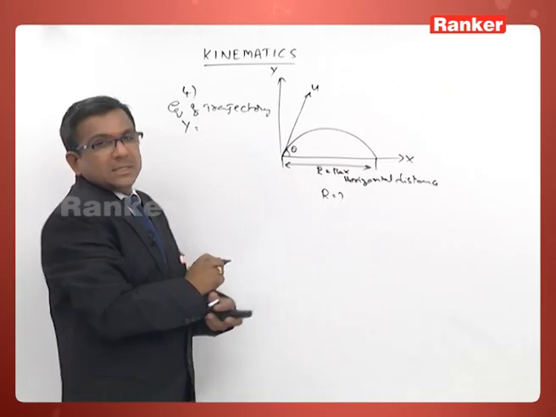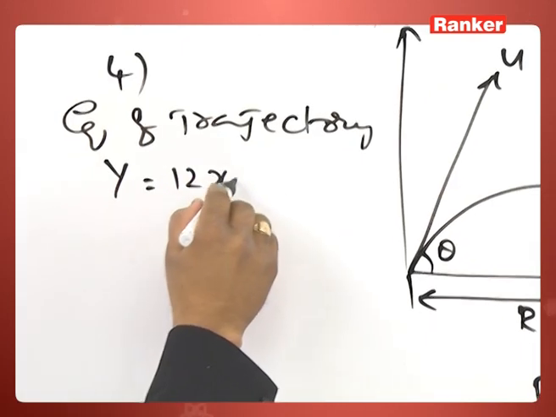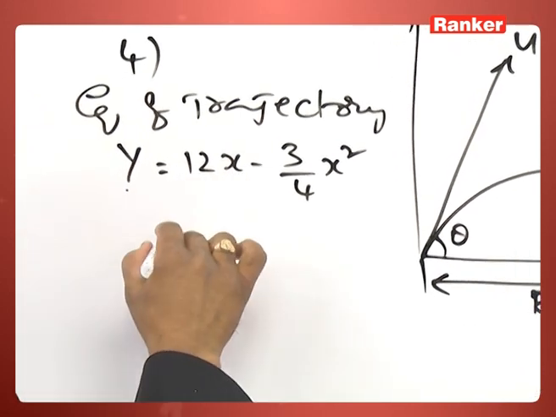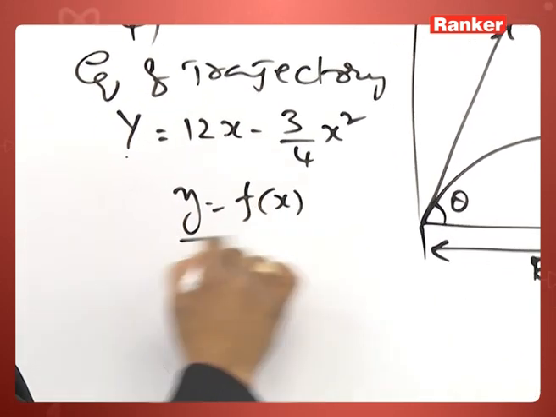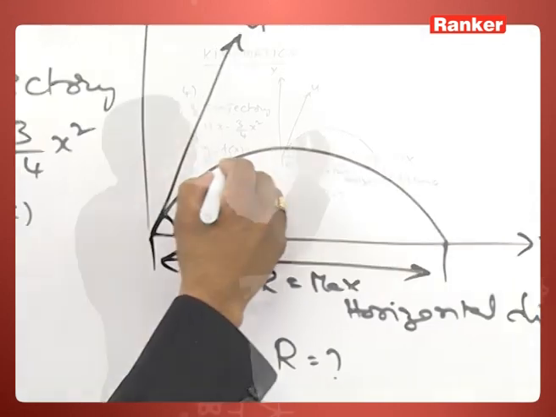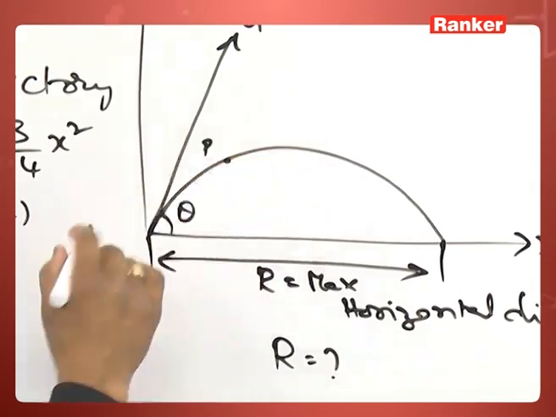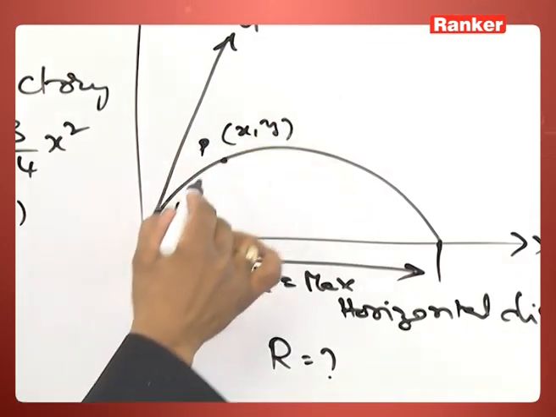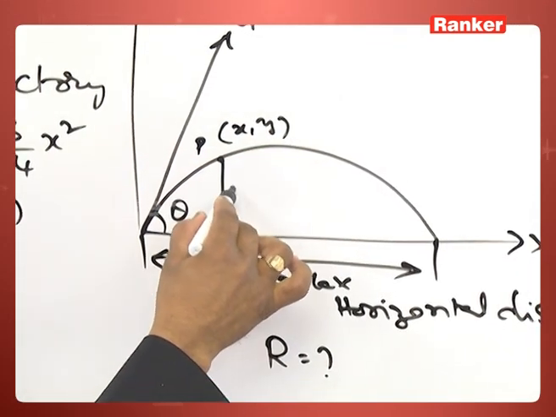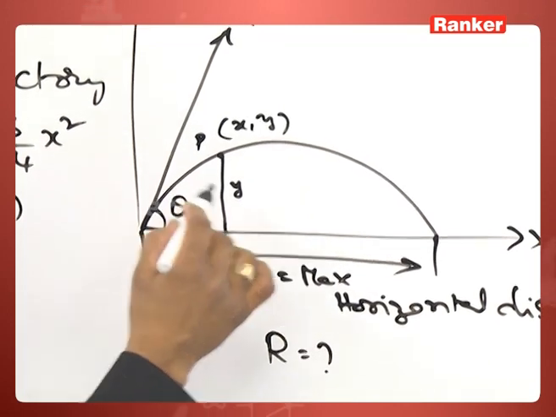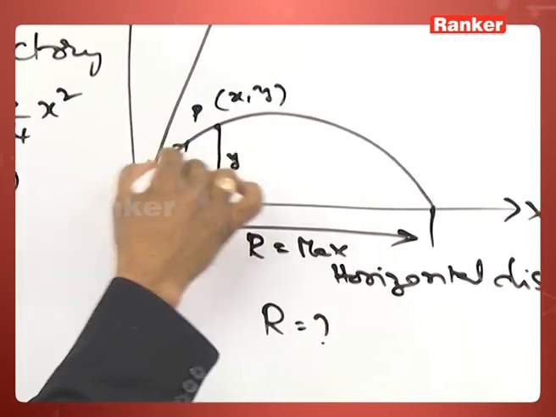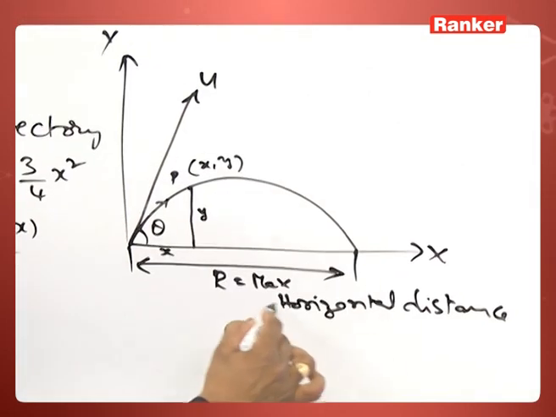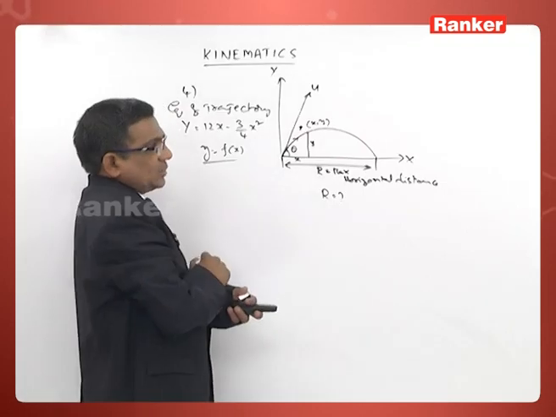What is equation of trajectory given? 12x minus 3 by 4 x square. This is y as a function of x given, y depends on x. Suppose in this journey of the body, let us take a point P at any instant of time. To locate the point, how many coordinates you require? X comma y. This is the vertical distance travelled and this is the horizontal distance travelled. This is the situation at any instant of time. Now, range means the maximum horizontal distance travelled by the projectile.